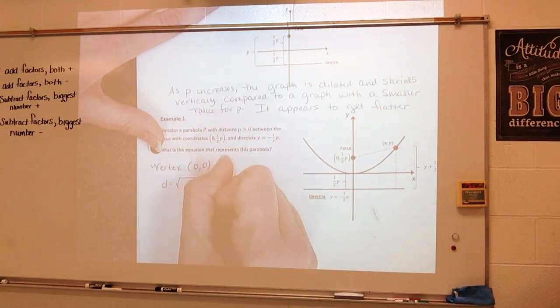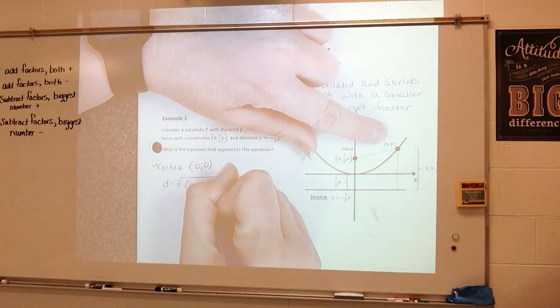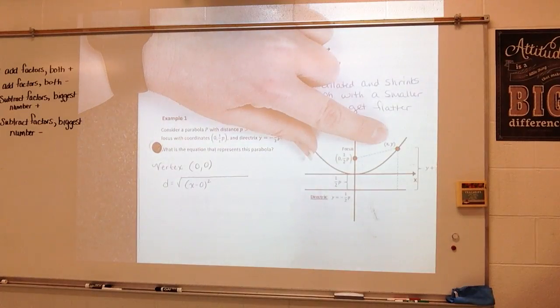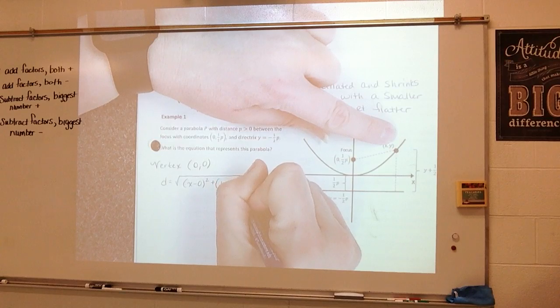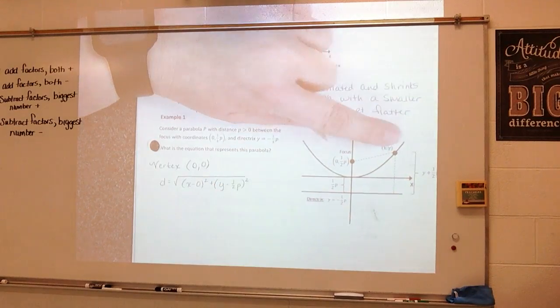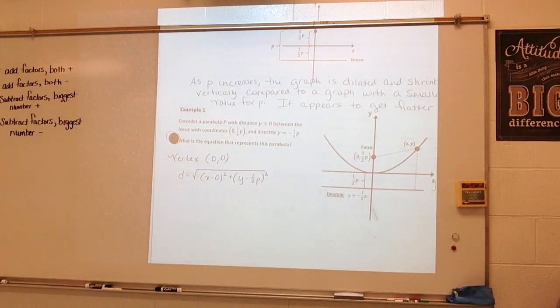Distance is equal to x minus 0 squared plus y minus 1/2 P squared. Alright? So that's my formula. We're going to hold off on that for just a second.